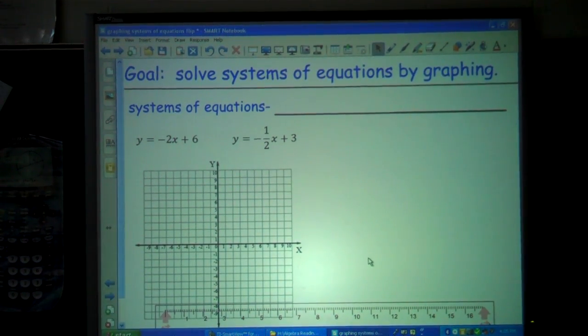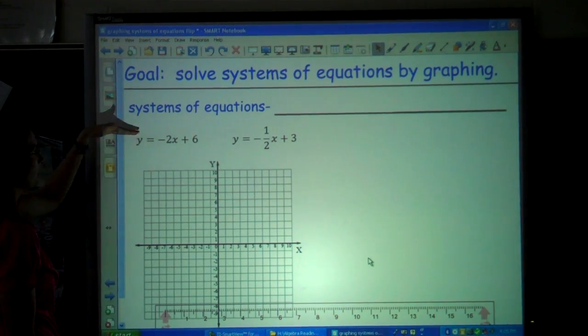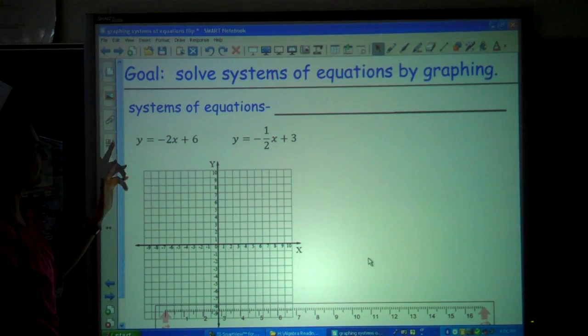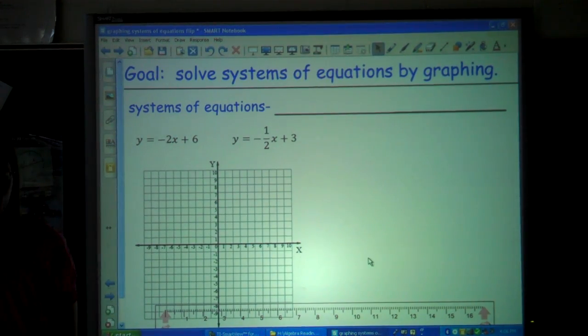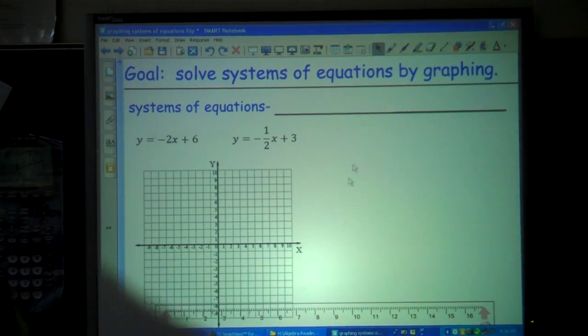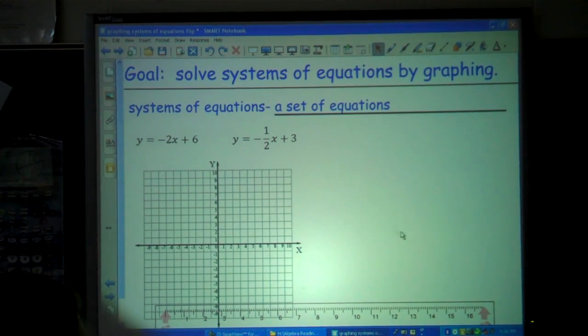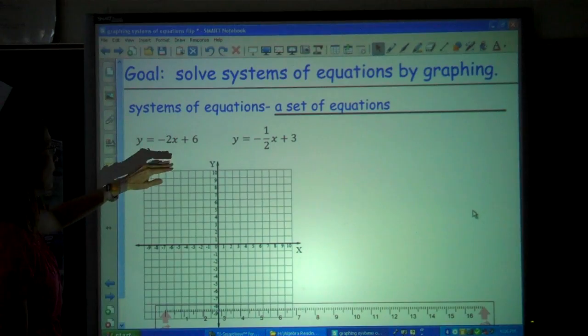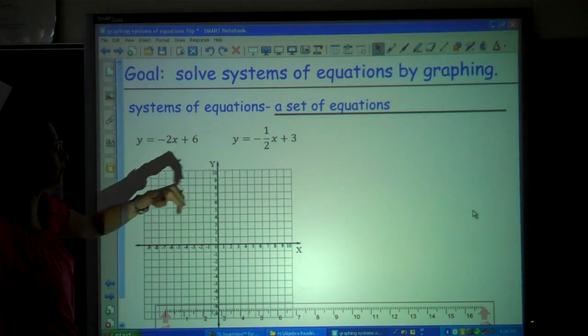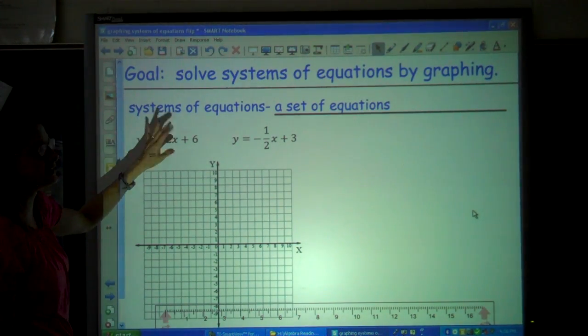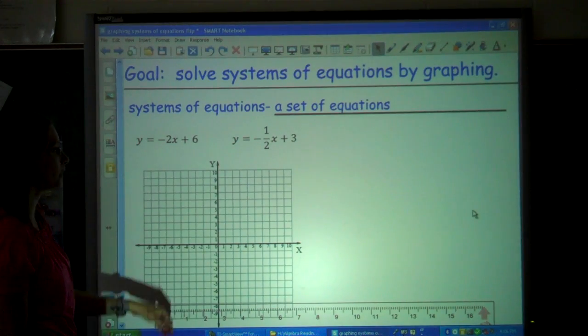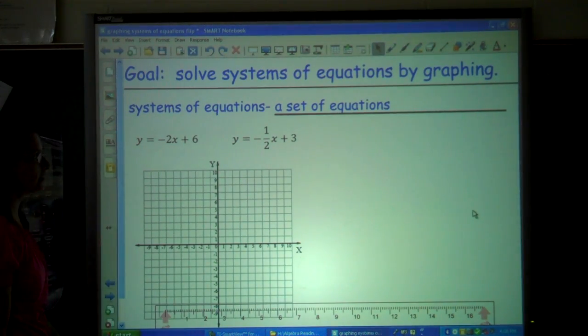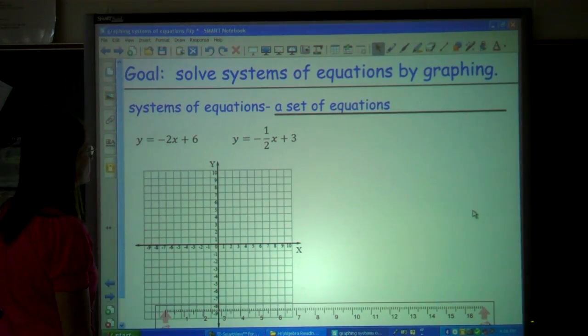Today we're going to be solving systems of equations by graphing. Up until now we've been able to graph an equation, but now we have a system of equations. A system of equations is simply a set of equations. We can have two equations, three equations, four equations, and that makes it a system of equations. Anytime it's more than one equation. So please write down that definition, and then we're going to start to graph.